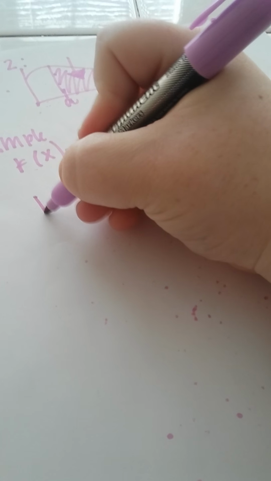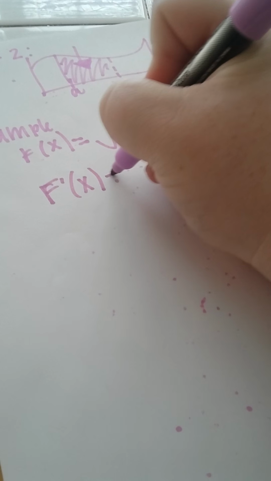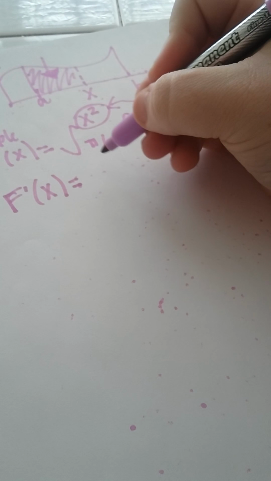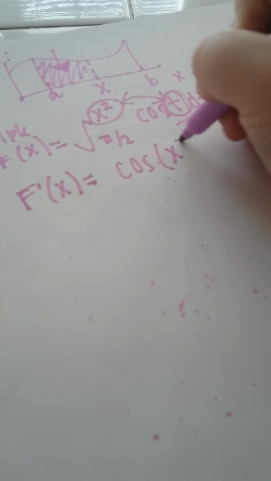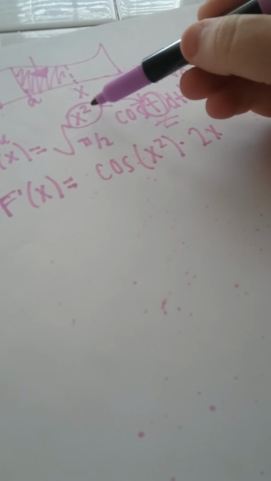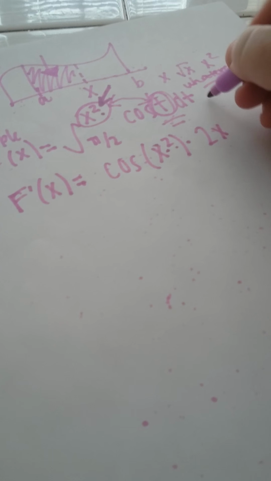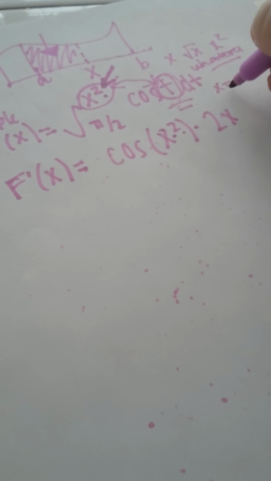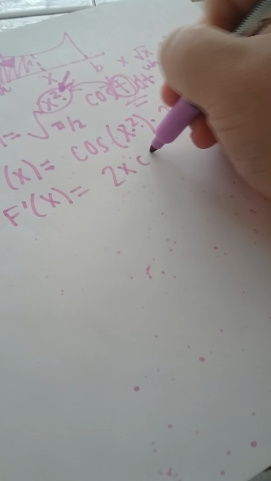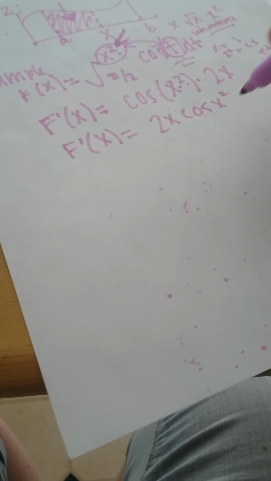So f prime of x is equal to cosine of x squared times 2x. So right here we plugged in the x squared, and then we took the derivative of this right here. So if it was x, it would be 1, x squared equals 2x, etc. And so then f prime of x becomes 2x cosine x squared. Simple as that.